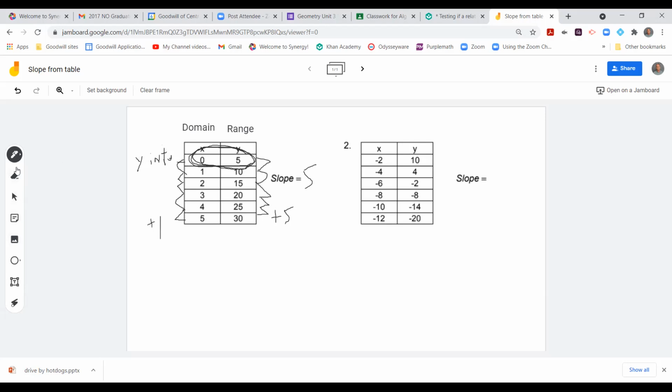Erase my circles. It's kind of messy looking. Do you? Oh, that's nice.